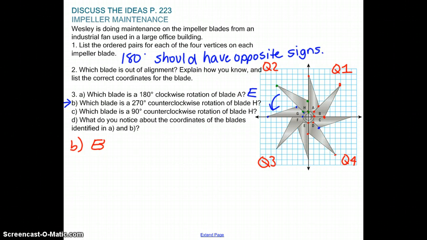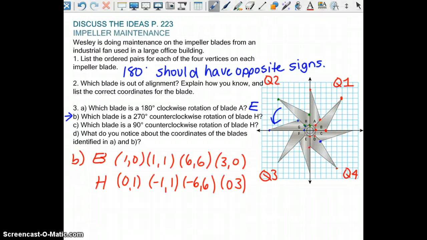Now, if you look at your vertices that you came up with for B and for H, you'll see that all of these numbers are just flipped. For B it's 1 and 0, for H it's 0 and 1. You'll also notice that all of the x coordinates here for H are negative. That's because you need to look at what quadrant it's in. In quadrant 2, which is where H is located, x is negative. But B is located in quadrant 1, where x is positive. So that's why in B you've got all positives, H you have all negatives.